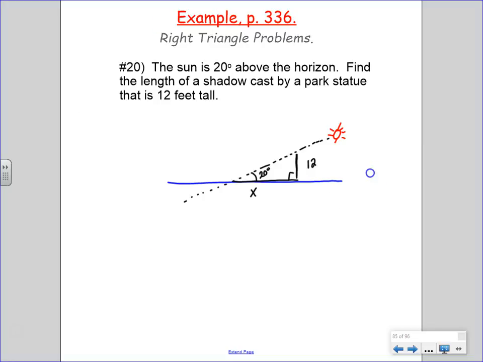How are you going to solve it? It's 12 feet from the sun. Park statue is 12 feet. Tangents! What mode had you better be in? Better be in degrees or else we're in trouble. Algebra tells us, how do we solve? Some of you messed this up, so let's just be really careful. How do we solve?